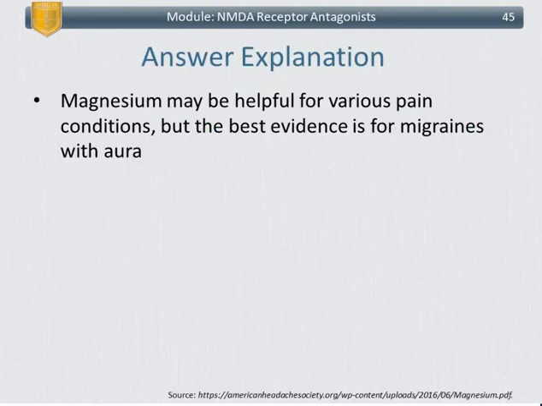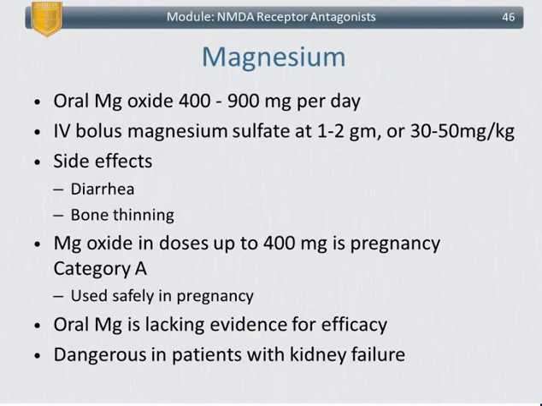Magnesium can be helpful for a variety of pain conditions, but the best evidence is with migraines with aura. So it can be used orally. Doses are 400 to 900 milligrams a day. If the patient is getting too much, they get diarrhea. IV boluses of 1 to 2 grams or 30 to 50 milligrams per kilo can be used.